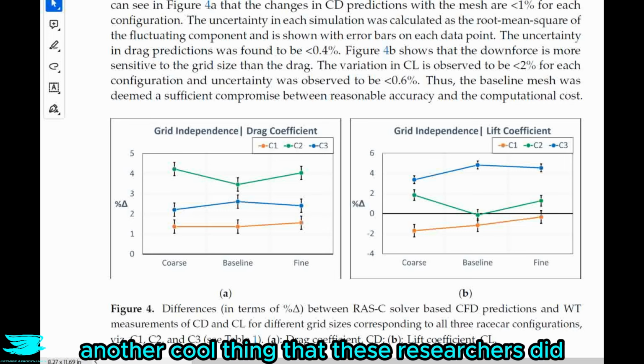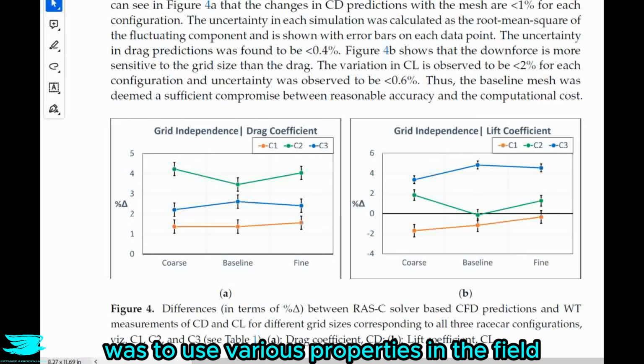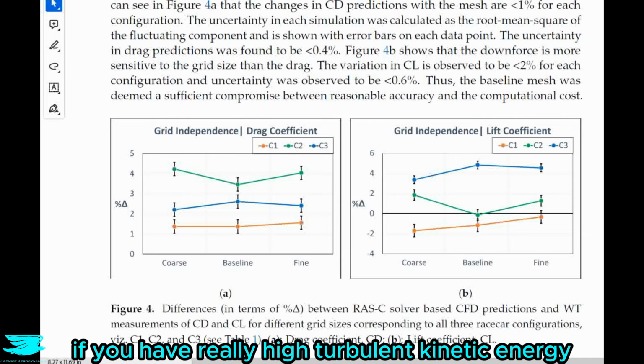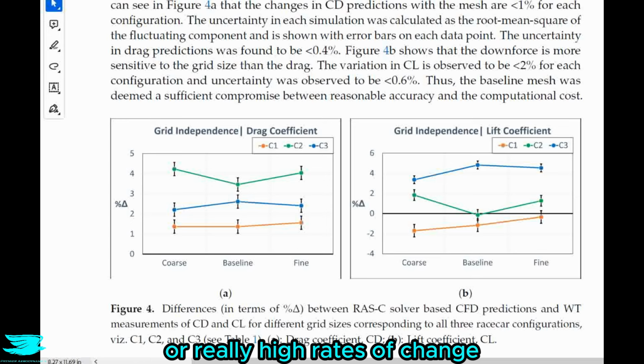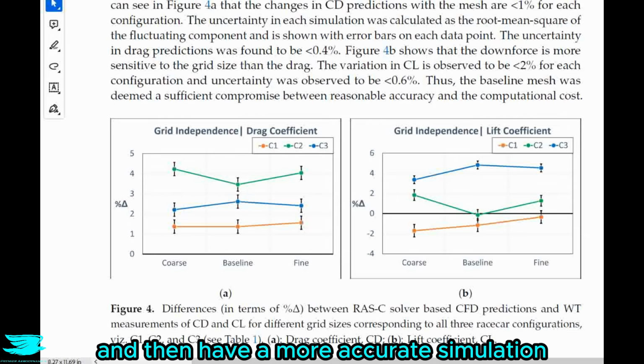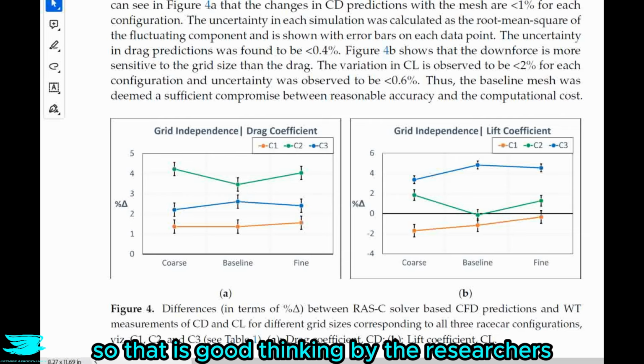Another cool thing that these researchers did was to use various properties in the field to know where to refine the cells. So for example, if you have really high thermokinetic energy or really high rates of change, then you can tell the CFD software, hey, refine more in that region so you can better capture what is going on and then have a more accurate simulation. So that is good thinking by the researchers.